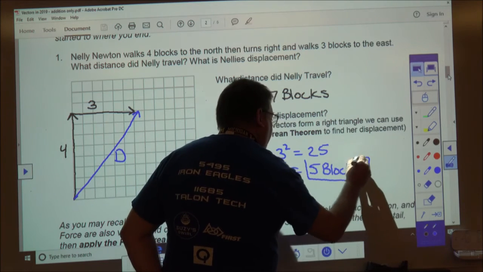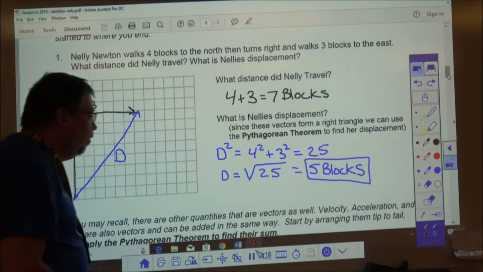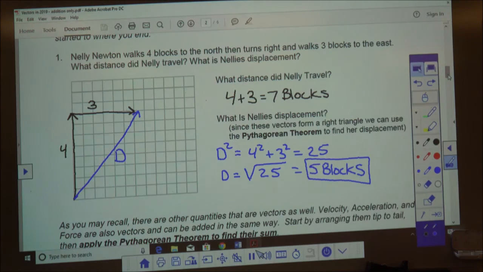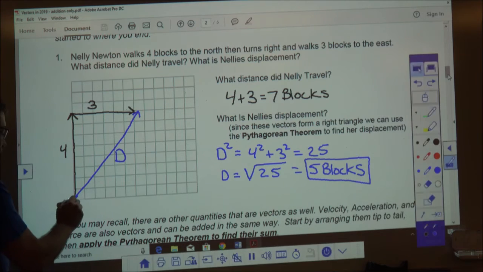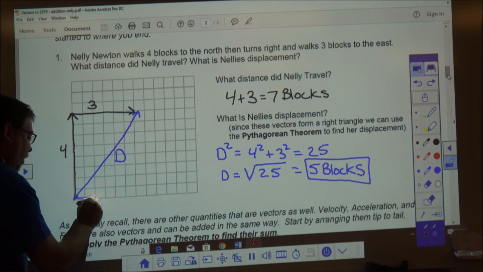So Nellie Newton's really only 5 blocks away from where she started, although she had to actually travel 7 to get there, the distance that she traveled. Now again, vectors have, along with them, a direction. So we want to measure the direction. So we're going to always measure our direction from.